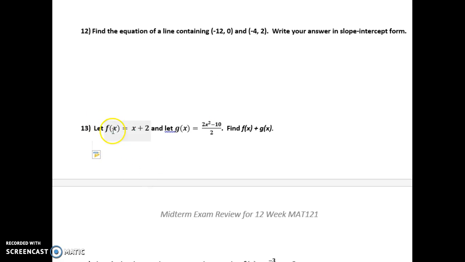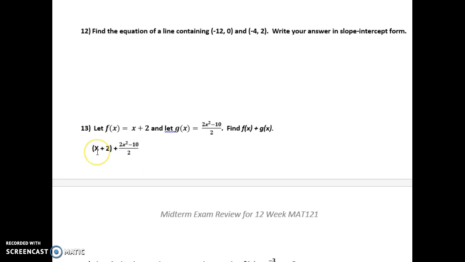Number 13 here, we have f of x and g of x, and we just want to add those two things together. So we're going to try to add x plus 2 to (2x squared minus 10) divided by 2. Let me actually copy paste that so I get my fraction showing up good. There we go. So we're trying to take this first thing, x plus 2, and add it to g of x, which is right here.